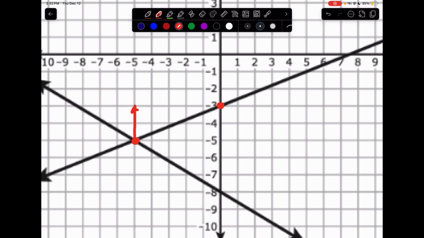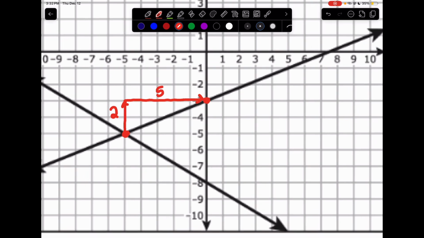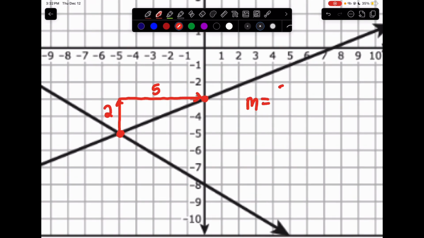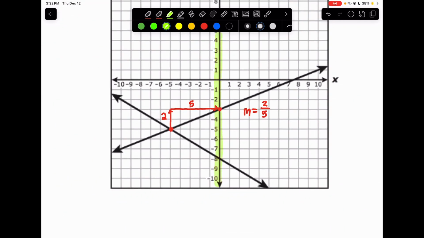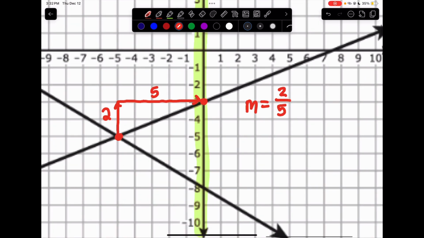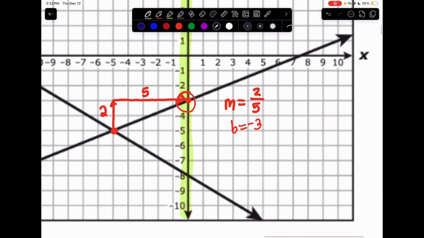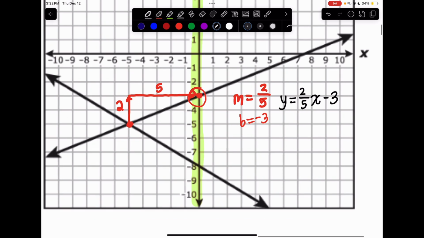So my rise is I go up 2, so positive 2, then I'm going to the right 5, so positive 5. So my slope overall is 2/5. Okay, and now my y-intercept, I know that this is the y-axis, so my y-intercept is right here at -3. So my b is -3. So altogether, this equation would be y equals 2/5 x minus 3. Oops, 3. Okay, cool. Now do it again.